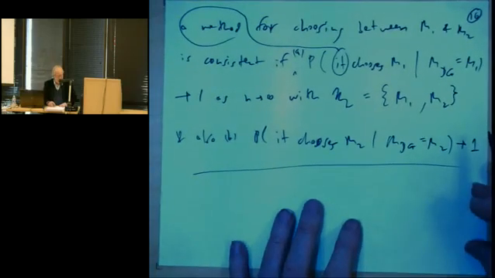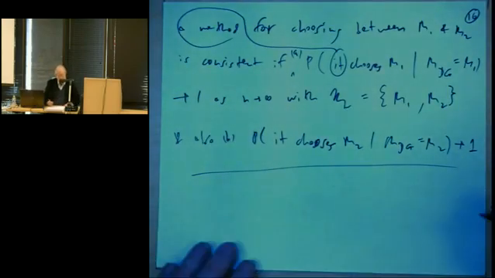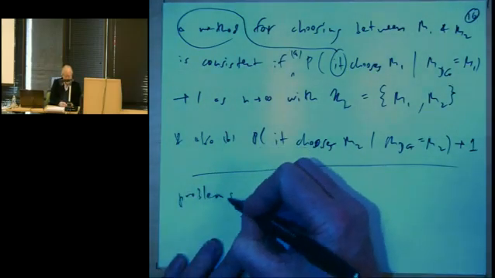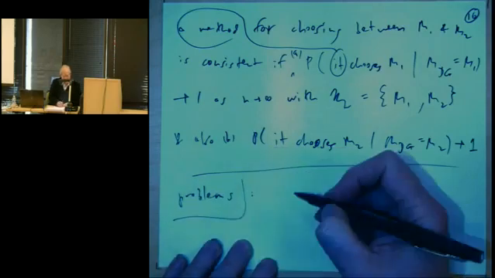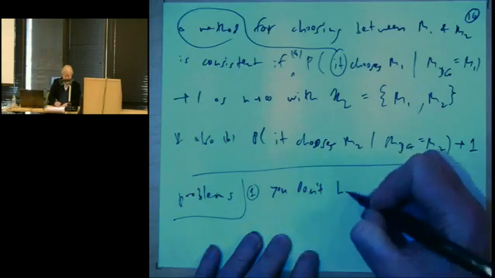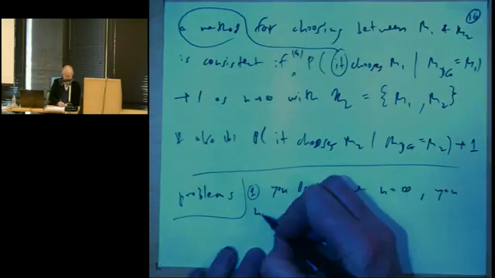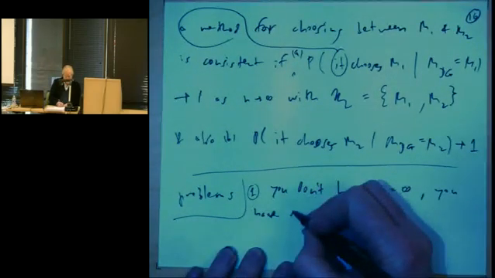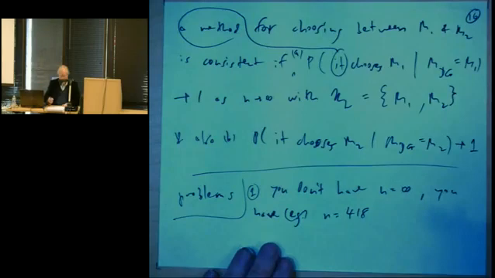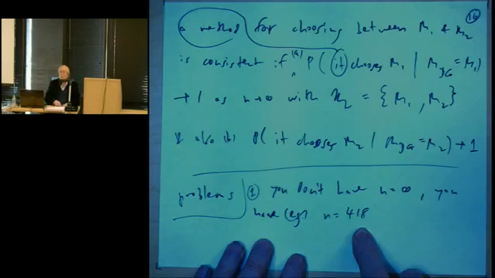And that definitely sounds like a reasonable thing to want. But the problem with that, there's several problems with that. Here's problem 1. You don't have n equals infinity. You have, e.g., n equals 418. And so what happens at n equals infinity, unless it bears directly on n equals 418, is irrelevant to you.